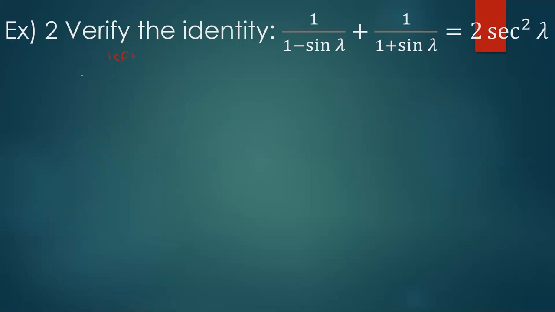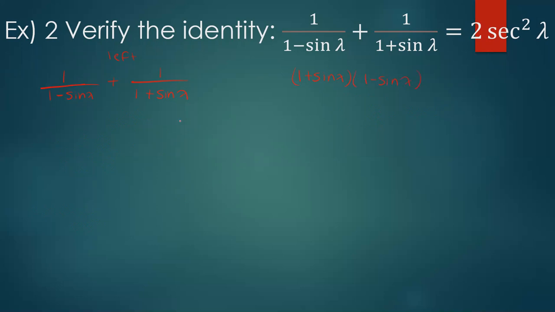On the left side, I'll just rewrite it again: 1 over 1 minus sine of alpha plus 1 over 1 plus sine of alpha. We are adding fractions, and what do we need when we're adding fractions? We need a common denominator. So what do you think my common denominator would be? If you can't find one, it's usually the combination of both. So it looks like our common denominator is 1 plus sine alpha times 1 minus sine alpha.